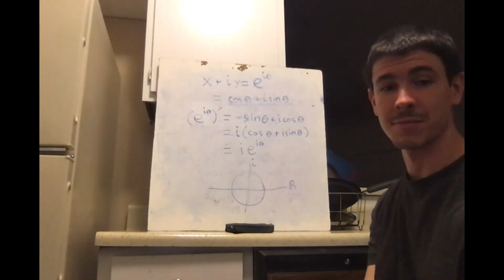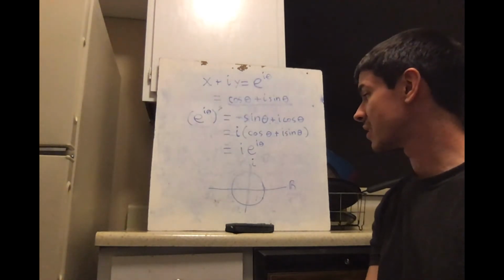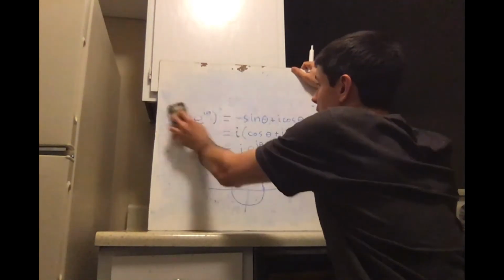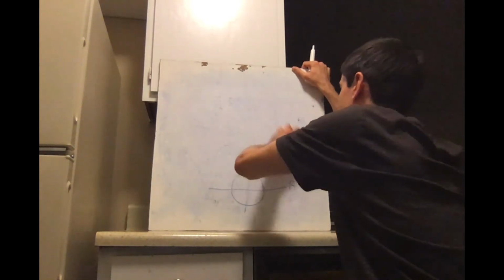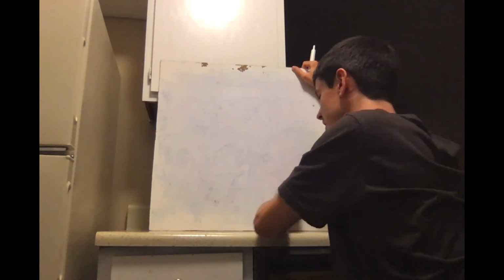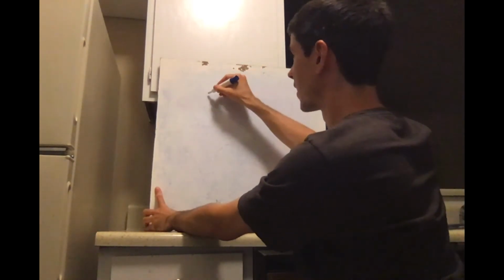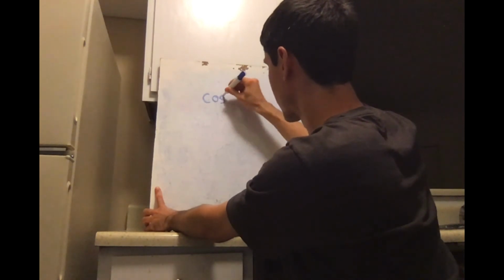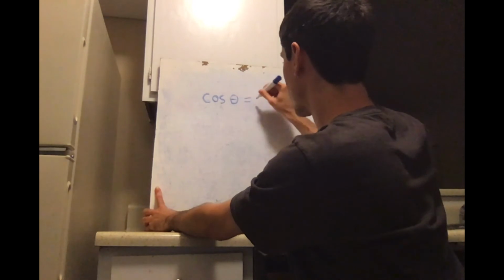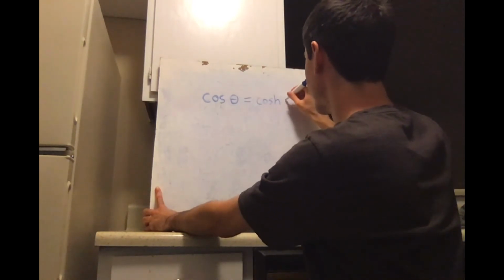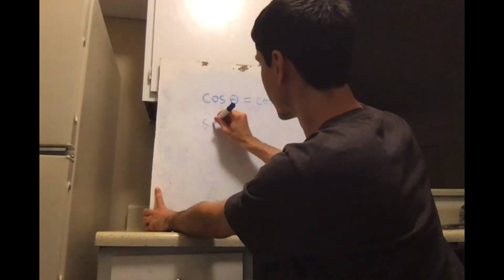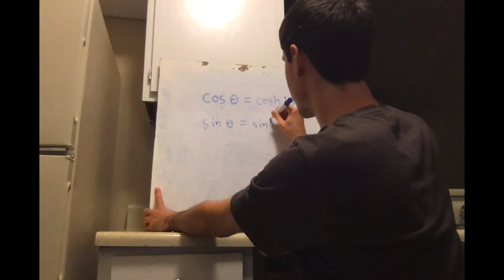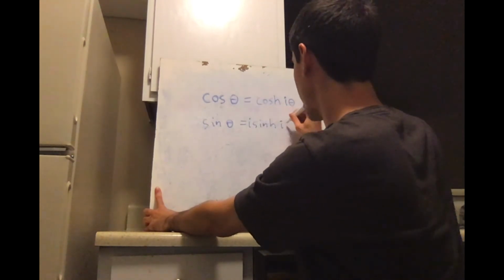And that's sort of the culmination of this discussion, other than another thing that can be pointed out quickly: from the expressions that we derived before, you may have noticed that cosine theta equals cosh of i theta, and sine theta equals i times sinh of i theta.